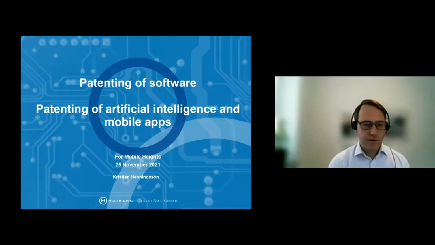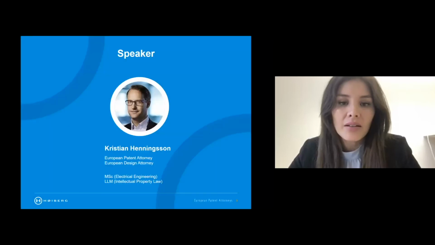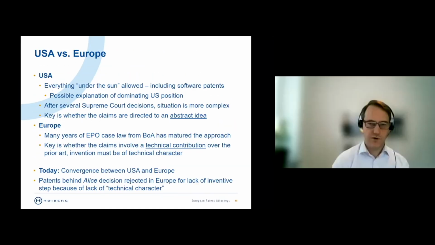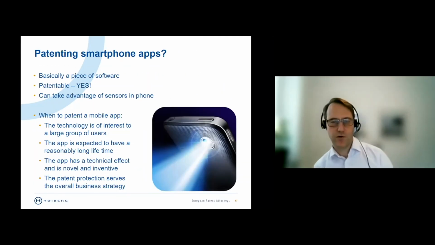So does this look correct? Yeah, we go to the next slide. Yes, I will move on a little bit. Okay, here we go to smartphone apps then.